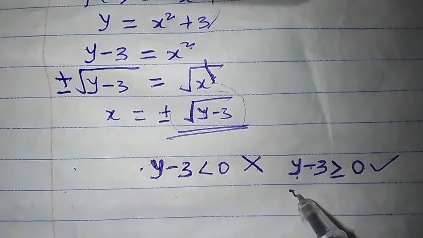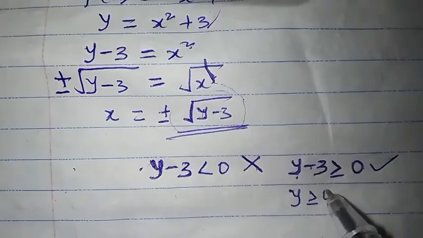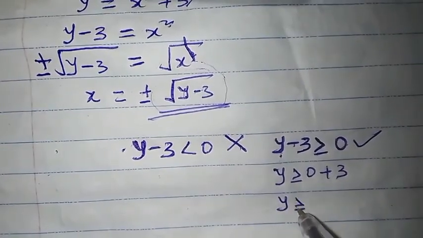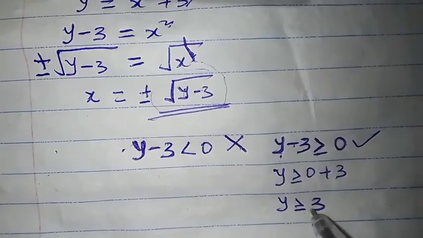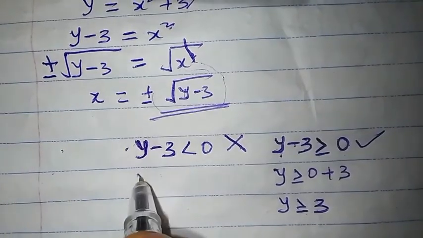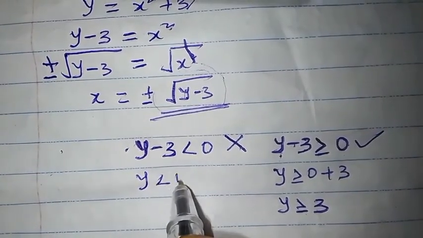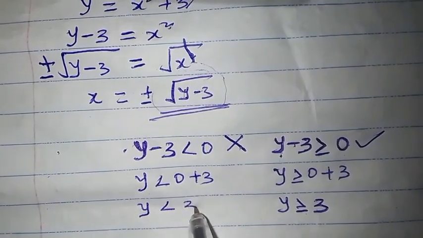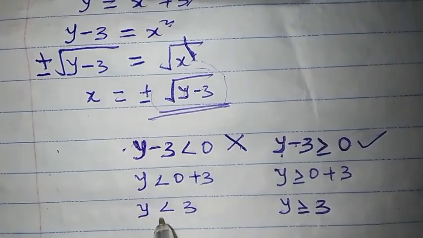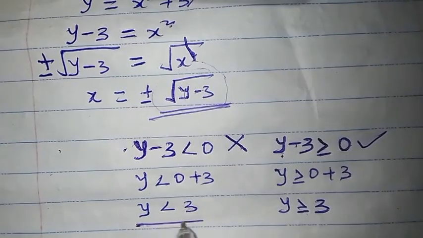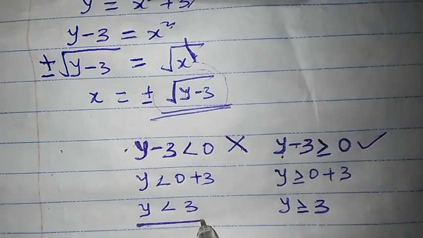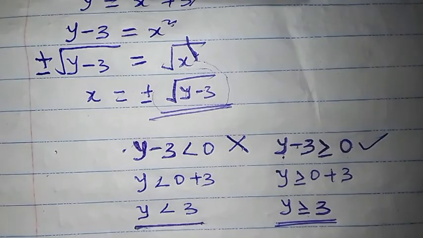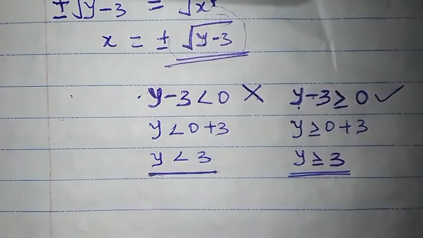From here, y is greater than or equal to 0 plus 3. That is, y is greater than or equal to 3. From here, y is less than 0 plus 3. Y is less than 3. Okay, so it is undefined when y is less than 3, and it is defined when y is greater than or equal to 3. So I want to write the range in two ways.